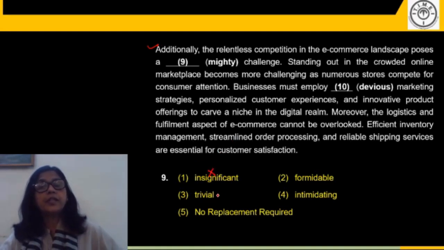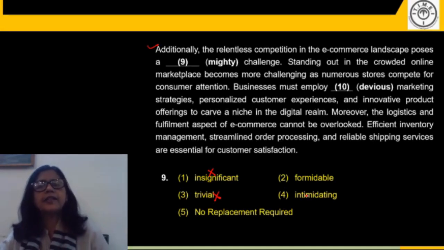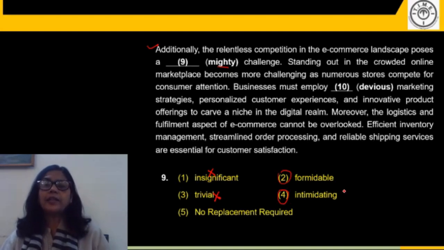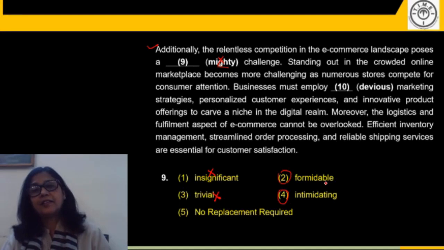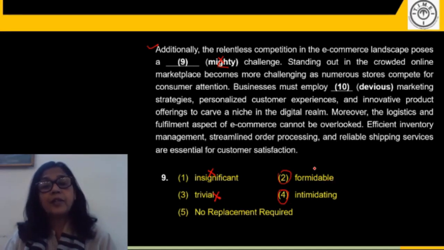Insignificant, opposite, trivial, something of hardly any consequence. Yes. So we have formidable and intimidating as well as mighty to choose from. Now the word mighty implies that the challenge is impressive or powerful, but it does not convey the idea that the competition is difficult or demanding. Yes. So we have a better word than mighty to be used over here. Yes, and that word is formidable.